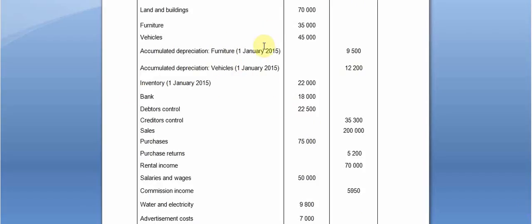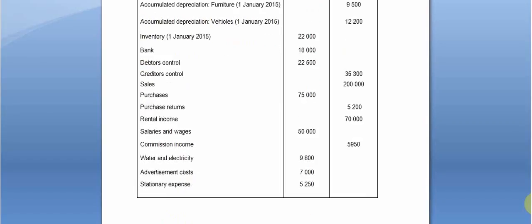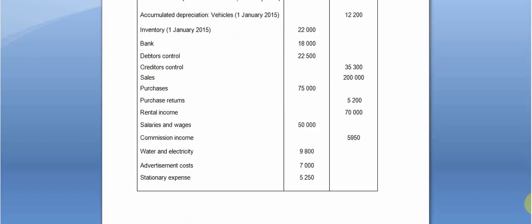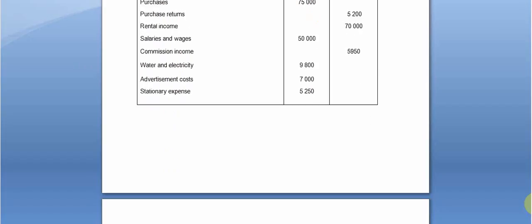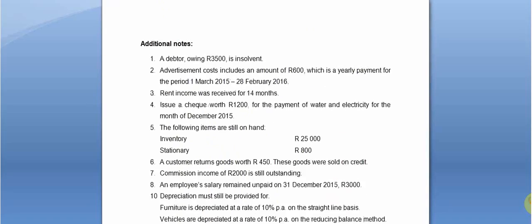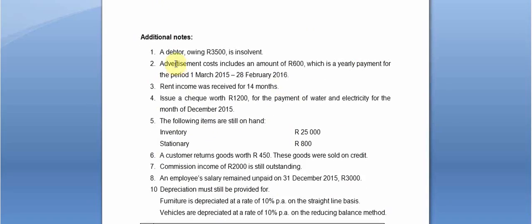Also inventory, you will see that those are dated at the beginning of the year, just to remind you that it's opening values. Then there's a bank account, a debtors control, creditors control, sales, purchases, a purchase return, rental income, sales and salaries and wages. Then there's also commission income, water and electricity, advertisement cost and stationery. Then you will see that there are additional notes.